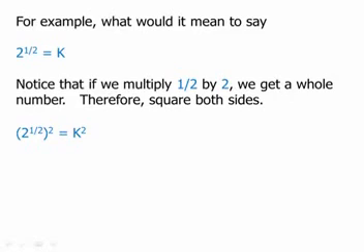Well, on one side we get k squared. On the other side, we get 2 to the 1/2, squared. And of course, the laws of exponents say we multiply those exponents. 1/2 times 2 equals 1. So that side just becomes ordinary 2. k squared equals 2. Well, of course, we can solve this for k very easily. Take a square root. k equals the square root of 2.